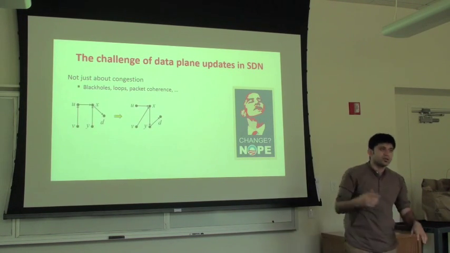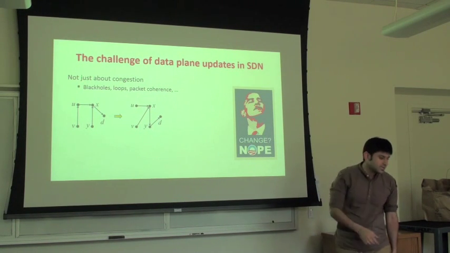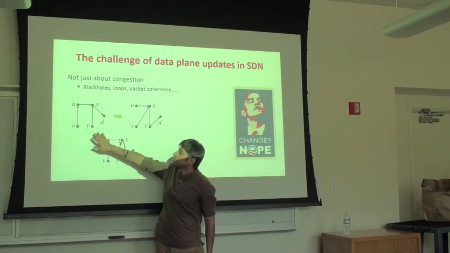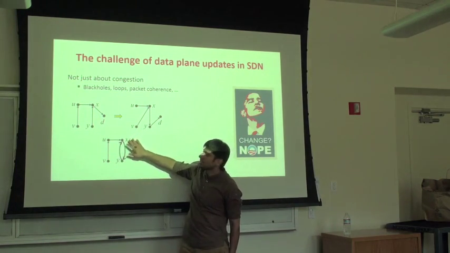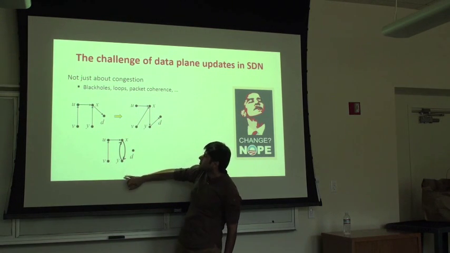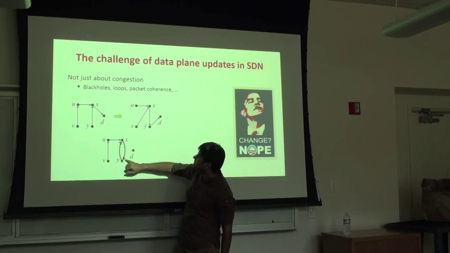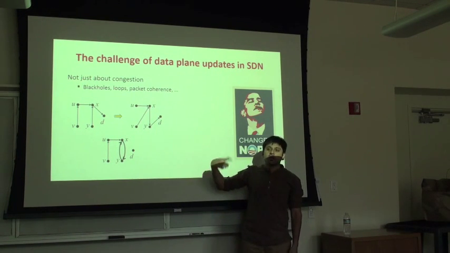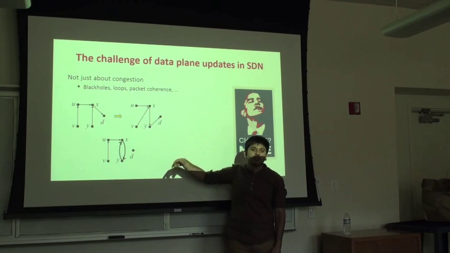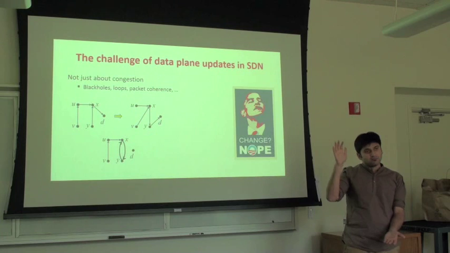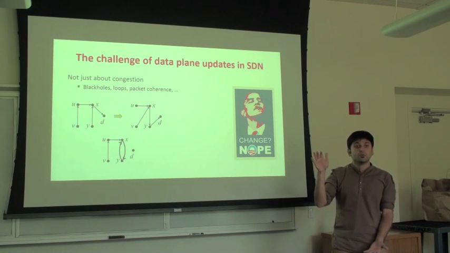So just a quick example to give you intuition for why some of the other problems can arise. Take a simple example of loops. Again, you want to go from this routing in your network to this routing. Let's say all packets are going to destination B. Now, if you ended up updating X before Y, your packets will essentially loop in the network. So you can now see intuitively why packet coherence and black holes and things like that can also happen. So basically, there's a range of consistency properties here that you might want in a network.